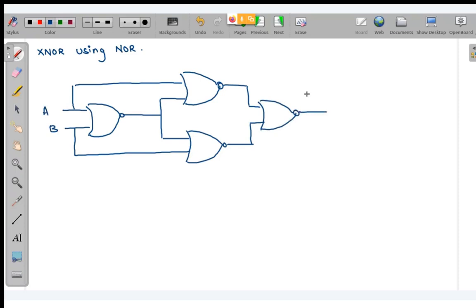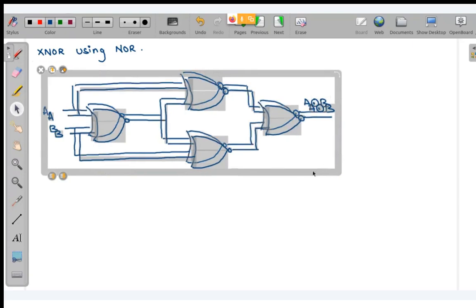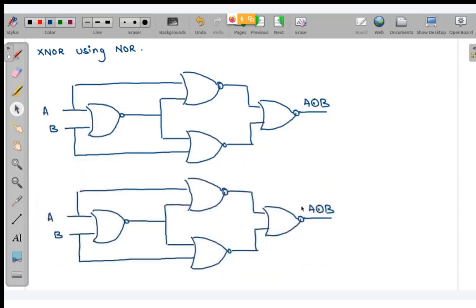So this will be A XNOR B, and we know what? For XOR we require one more NOT. So NOT can be constructed using one NOR gate. So if I simply add one more inverter over here, we will be getting A XOR B.